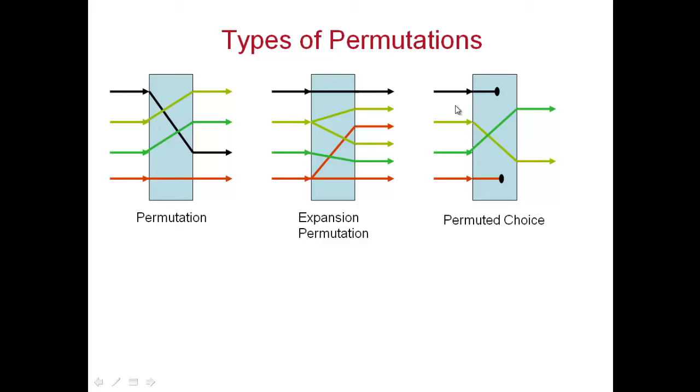And then the permuted choice is a kind of permutation where the number of output bits is less than the input. In this example, you have 4 bits passed as input. The first and the last bits are suppressed. The second bit comes out as the second bit here, and the third bit comes out as the first bit. So these are the 3 types of permutations.